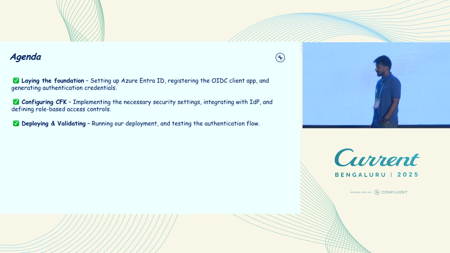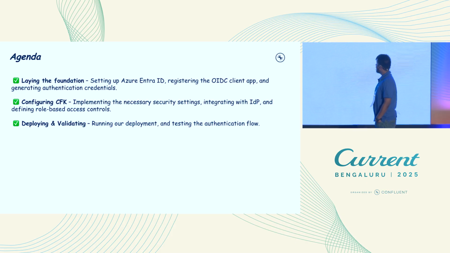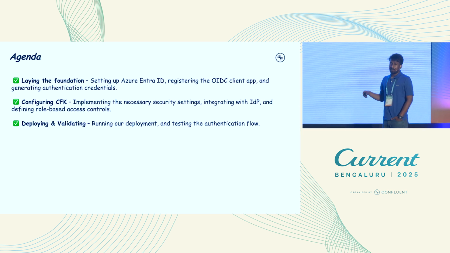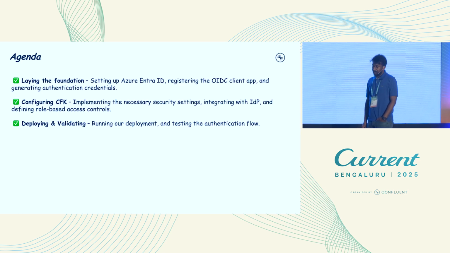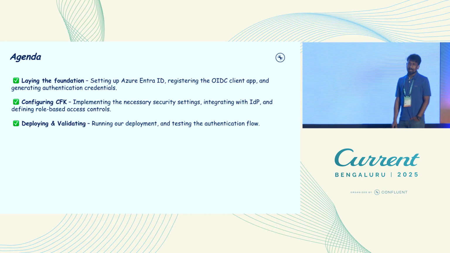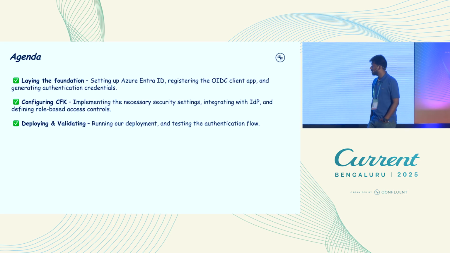Then we'll configure CFK. This is where we'll be integrating it with the IDP. The properties of Microsoft Intra-ID will be in the CFK deployment file, and we'll also implement the necessary security configurations, and we'll add the role bindings. And at the end, we'll run our deployment, and we'll test the authentication flow, where you can see that a user can seamlessly log into Confluent Control Center through SSO.